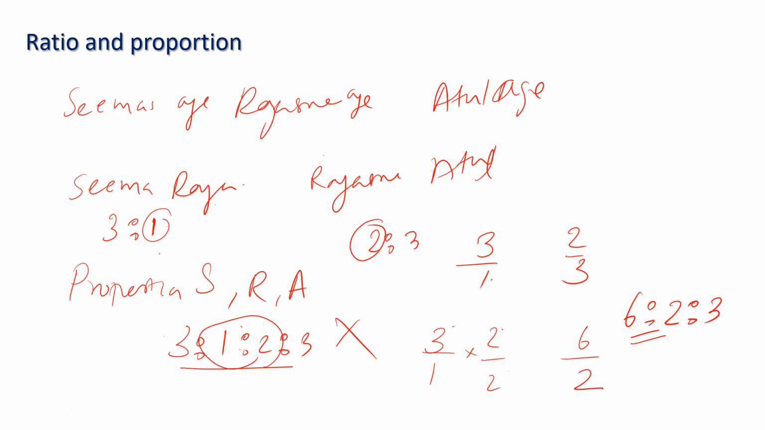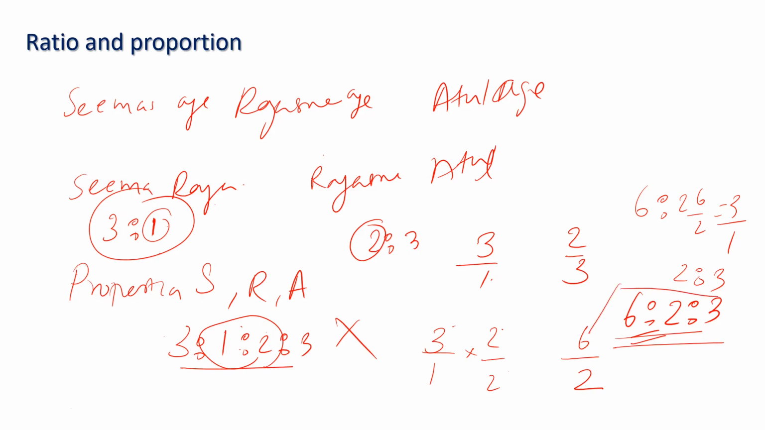That means 6:2:3 is the ratio between these three people. So now the question is, what is the ratio between Seema and Rajeshri? You will write 6:2, 6 upon 2, which is equal to 3 upon 1. That is what is given. What is the ratio of the age between Rajeshri and Atul? 2:3. What is the proportion of the age of Seema, Rajeshri and Atul? You will write this as the answer. That is the learning.